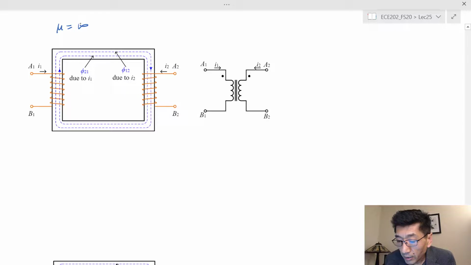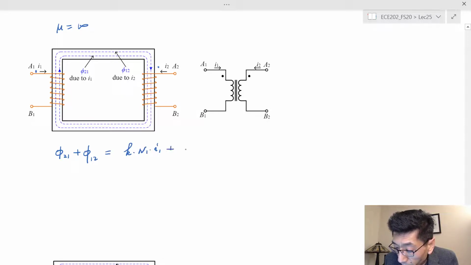And let's look at the first case. Again, here we put the dotted terminal, this dotted terminal, and these two fluxes definitely add up to each other. So the total flux phi sub 2 1 plus phi sub 1 2 is equal to k times N1 times I1 plus k times N2 times I2. So the k now is not a common coefficient anymore.